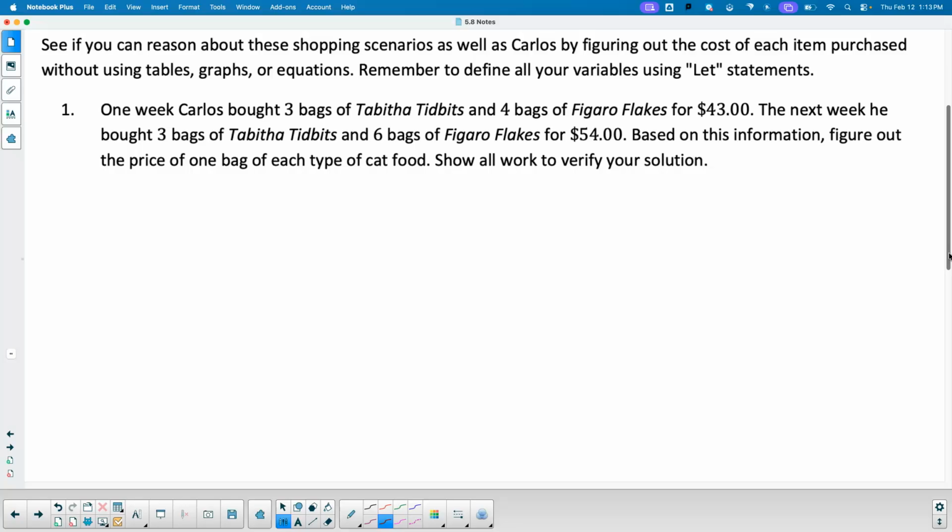Of each type, right? Okay. So that means one variable is going to be the Tabitha Tidbits price, right? And the other variable is going to be Figaro Flakes price, right? Okay. So we're going to need to write that down. Okay. What do you want to use? X and Y? Okay. X, what do you want it to be?